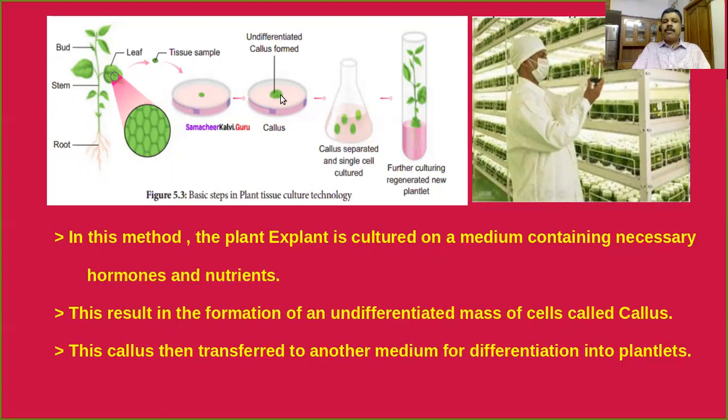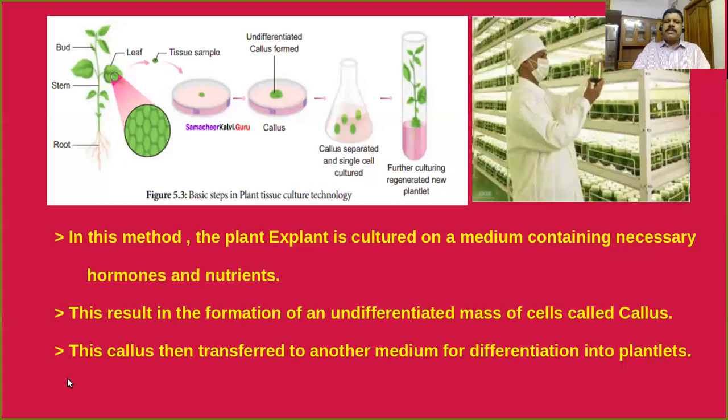This results in the formation of an undifferentiated mass of cells called callus. Dear students, just imagine this group of cells. All the cells arise from the explant, so all the cells are similar to that of the parent plant. This group of undifferentiated cells we can collectively call the callus.